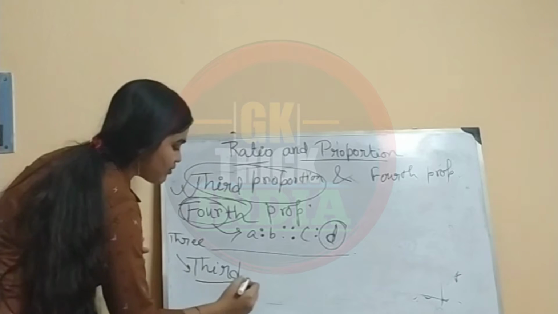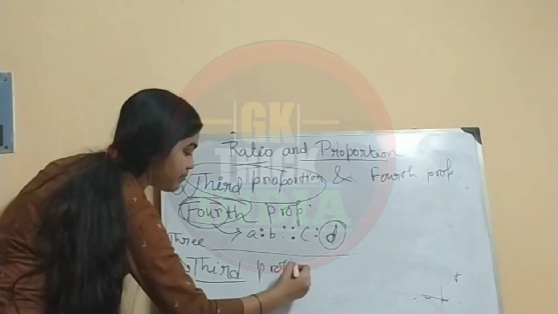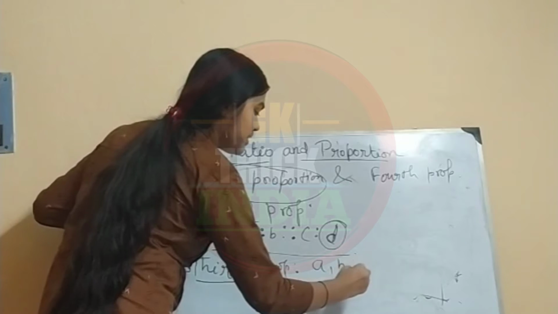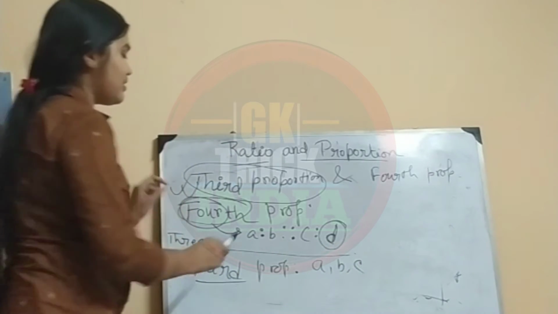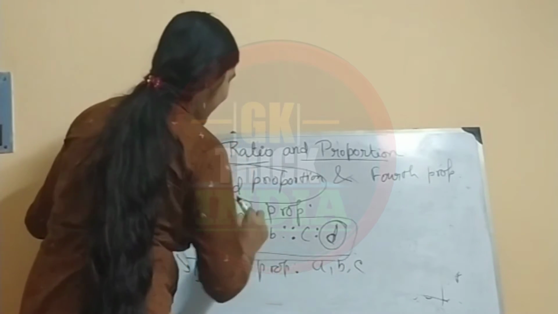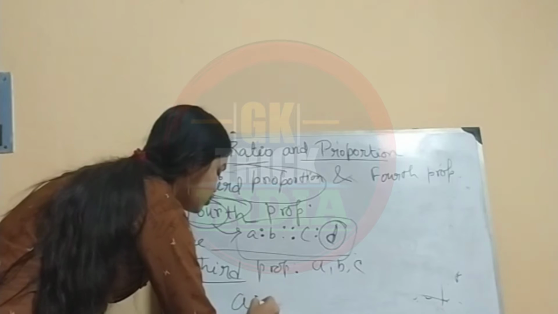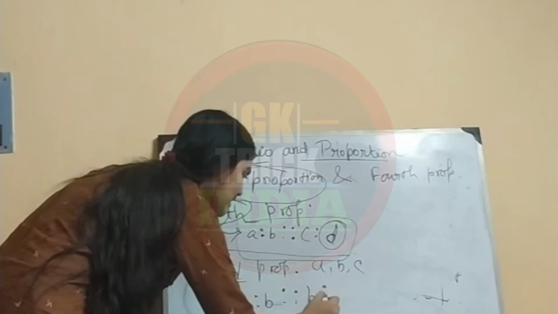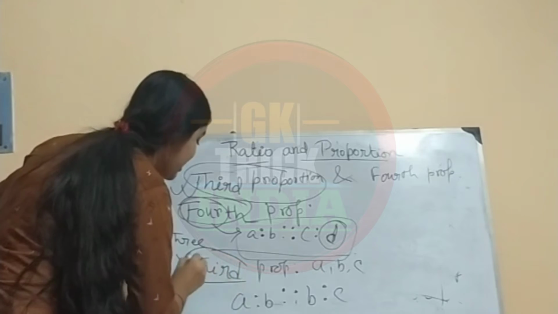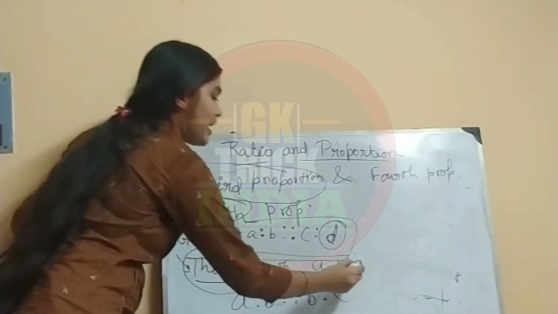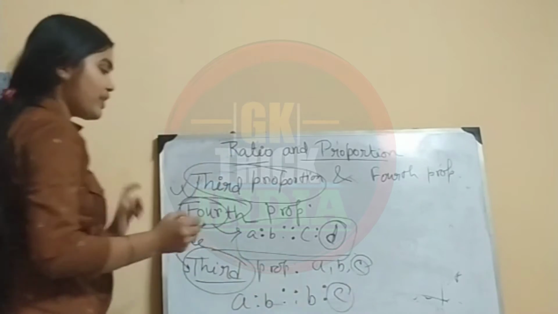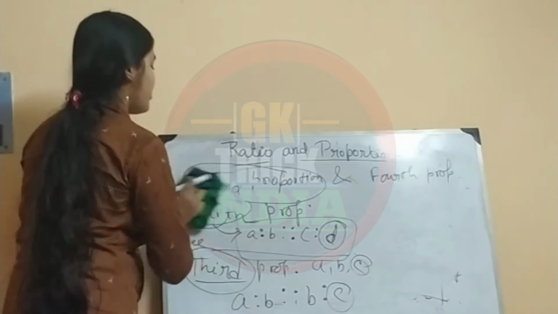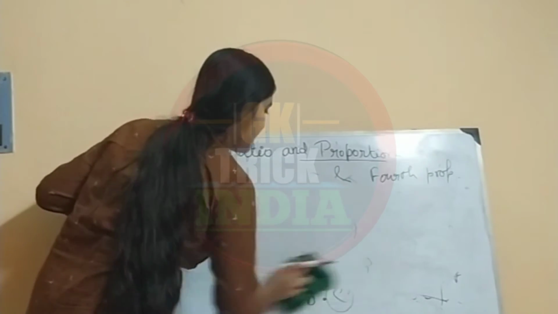So when it comes to third proportion, we have to remember that third means there are 3 terms A, B and C written in the proportional way, like A is to B as B is to C, and the third proportion is which one? That third term, that is C. Okay, I think you guys understood it, but still I am giving you a small example to explain it.